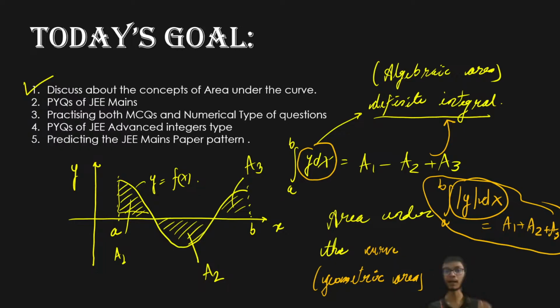So with this part, let's get started, and our topic is to discuss the concept as well as the previous year questions, both MCQ and numerical type, and also we are going to predict how the JEE Advanced questions are being asked, right? And also with that, we are going to do some paper analysis, and with that, we're going to complete and wrap up the session, right?